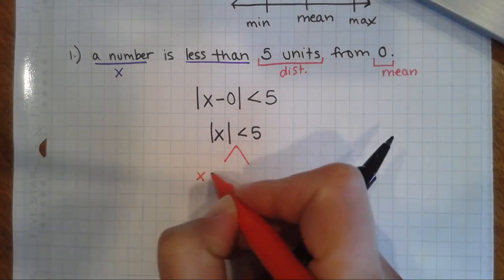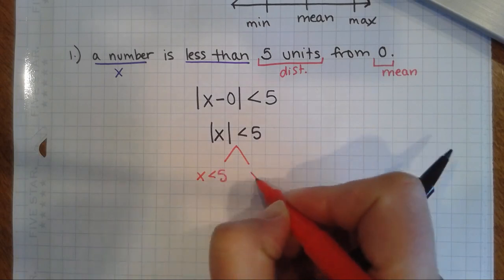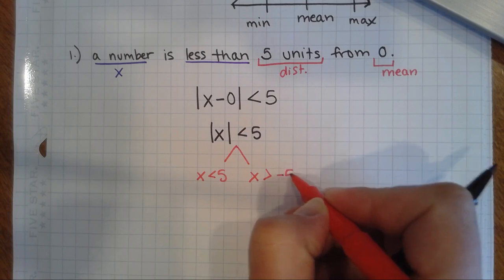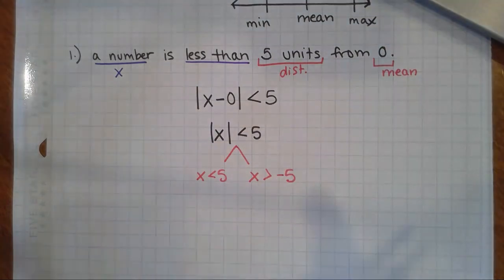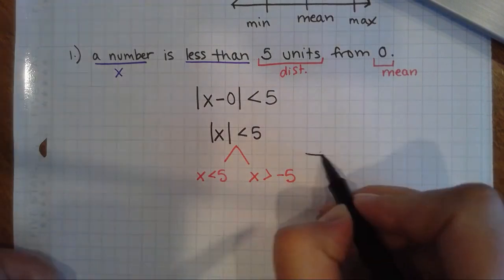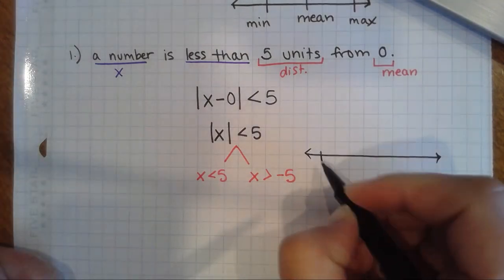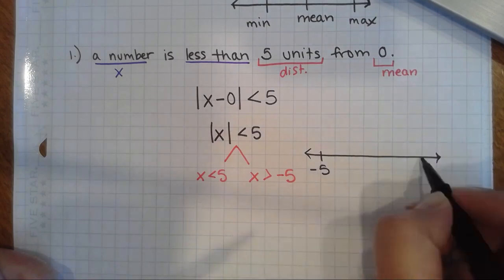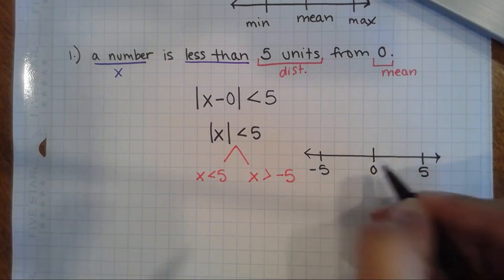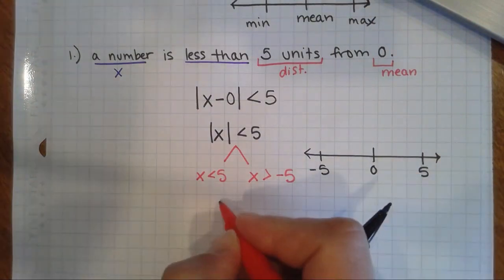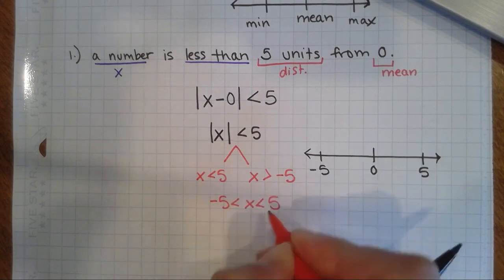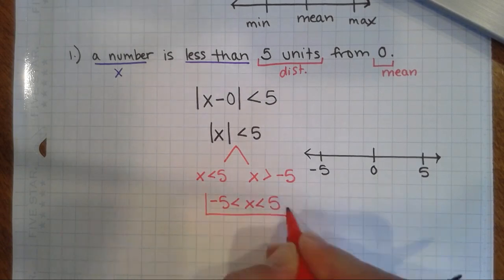x is less than 5, and x is greater than negative 5. Remember, we flip our sign and take the opposite. And then if we graphed this, it would look like this, right? And this is our mean somewhere in here. I'm going to simplify this because I told you to do this, so I want to make sure I'm following my own directions. Our solution is this, right?